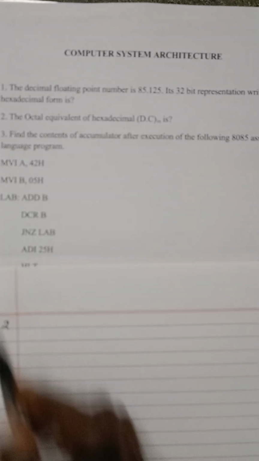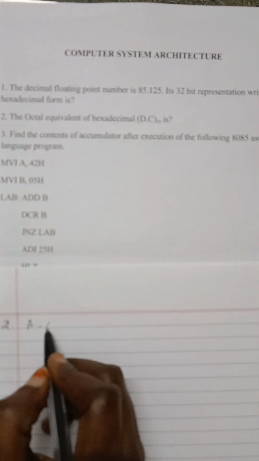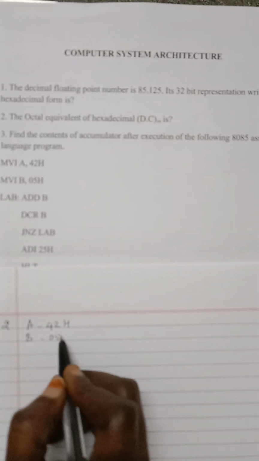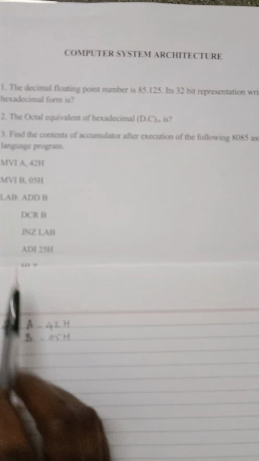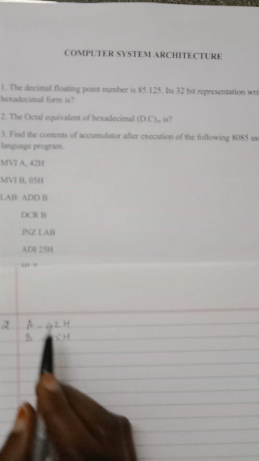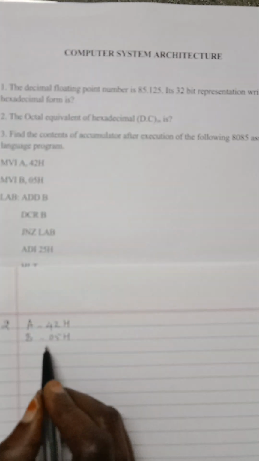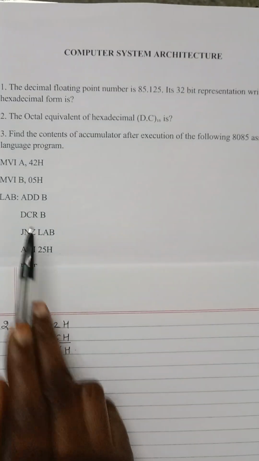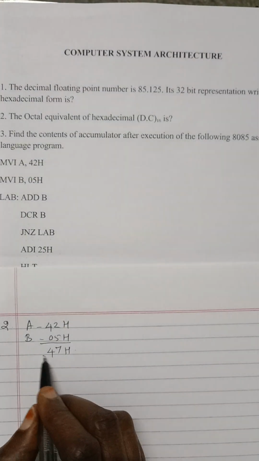First, in A we have 42H, and in B we have 05H. Now we have to add B to A, so we add 47H. This is the value after adding B. Now we have to decrement B. This is the accumulator value.